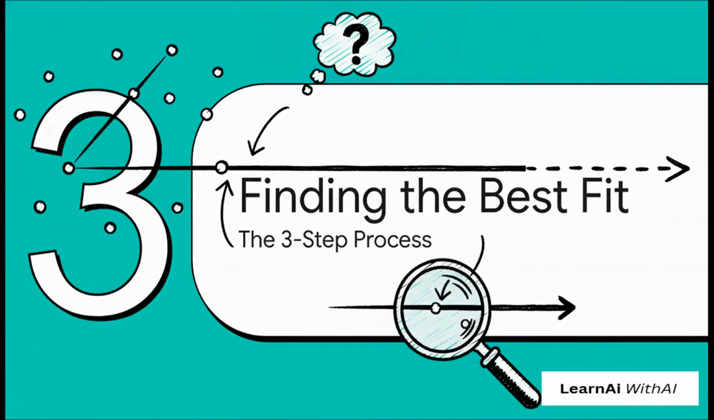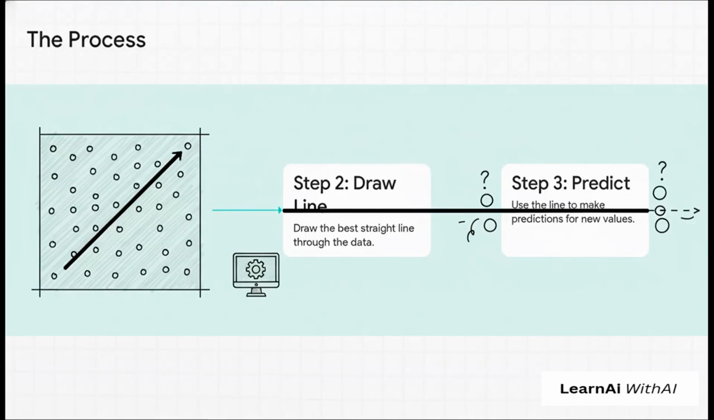Okay, so we get the goal now. But how does it actually work? How do we find that one perfect line? And more importantly, how do we then use it to predict things? Well, it really boils down to this simple three-step process. First, you start with what you know, your past data. Then, the computer does the heavy lifting of drawing that best-fitting line. And from there on out, you can use that line to make some really solid educated guesses about the future.